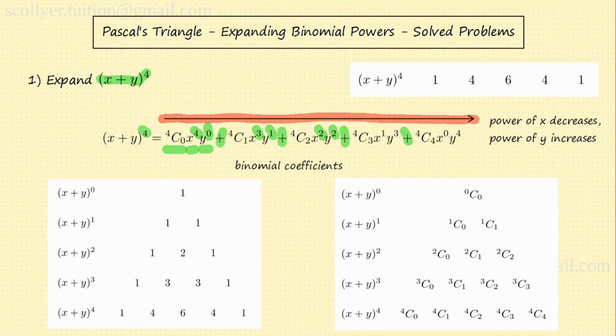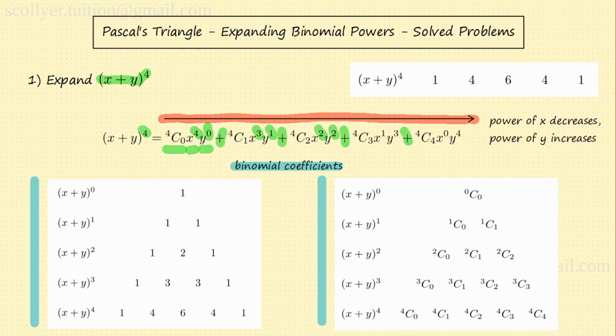The integers in front of each term are called the binomial coefficients, and the values of the binomial coefficients come from Pascal's triangle. I've shown Pascal's triangle in two different forms, one with the values here on the left, and one with the names here on the right. Each row in Pascal's triangle shows the coefficients for the terms in the expansion of the corresponding power.